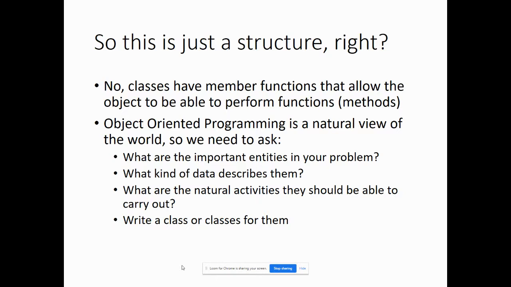And what we need to do is say, well, what are the important entities in our problem? What kind of data describes them? What are the natural activities they should be able to carry out? And write classes for them. And this is particularly applicable in graphical user interface programming, where you have objects on the screen that correspond to classes. For example, a character could have a size in terms of number of pixels that it takes up, and it could perform actions like run or jump to take part in a video game.